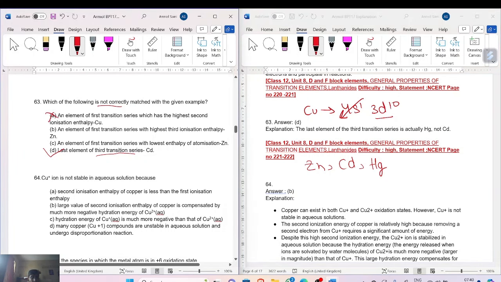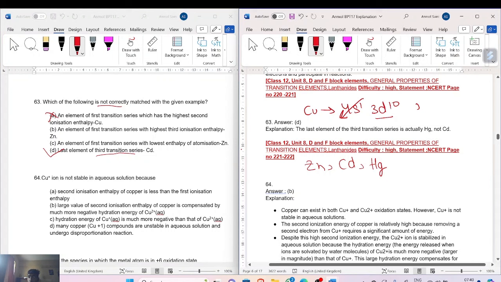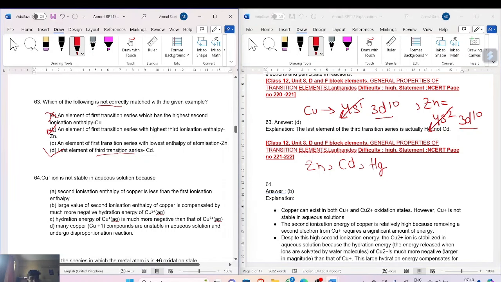Another is an element of the first transition series with the highest third ionization enthalpy, which is zinc. We know the electronic configuration of zinc is 4s2 3d10. For the first ionization enthalpy, we will remove an electron from 4s, and for the second, we will remove from 4s also. For the third, we have to remove from 3d, and 3d is a fully filled, very stable electronic configuration. So it will require high ionization enthalpy. So option B is also correct. We have to find the incorrect option here.